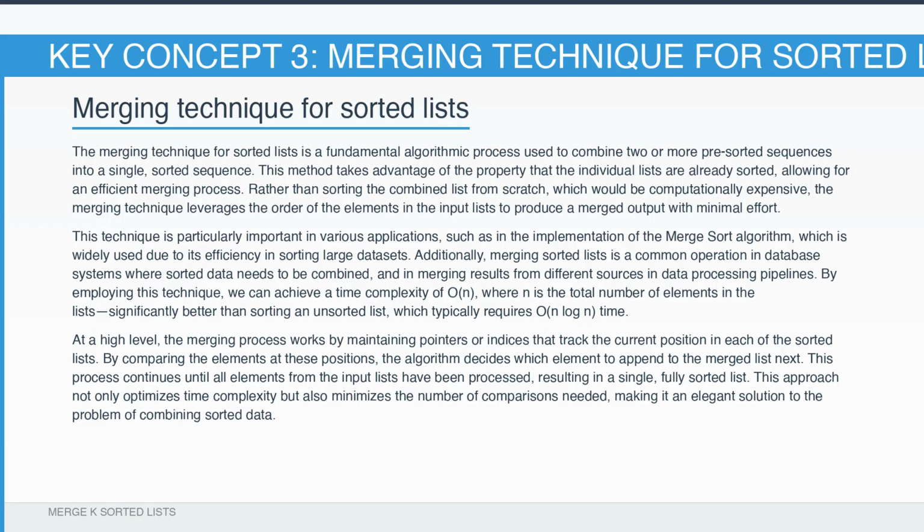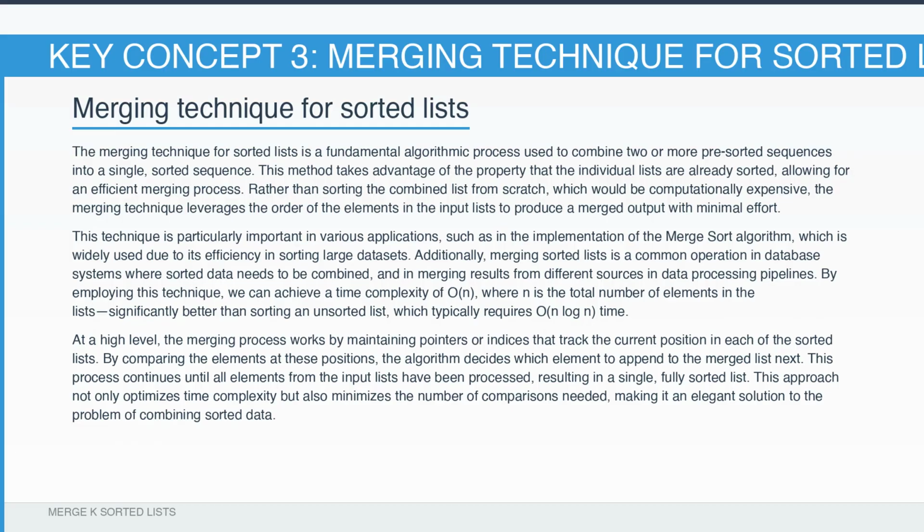This method takes advantage of the fact that the lists are already sorted, which makes the merging process much more efficient. Instead of spending time to sort everything again, an operation that generally takes O(n log n) time, we can merge them in linear time, O(n), where n is the total number of elements in both lists. To achieve this, we maintain pointers for each list, keeping track of our position. By comparing the elements pointed to, we can decide which one to add next to our merged list. This continues until we've gone through all elements, resulting in a fully sorted combined list. This technique not only saves time, but also minimizes the number of comparisons needed, making it a highly efficient solution for combining sorted data.